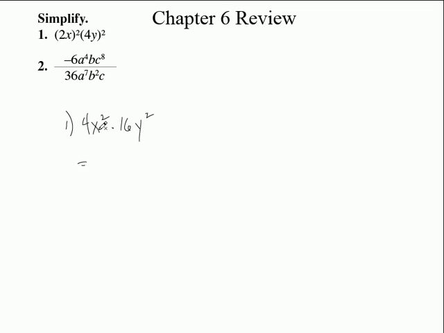Alright, we just multiply these together. 4 times 16 is what? 64, I believe. And then it's x squared, y squared. All there is to that. Let's take a look at number 2.